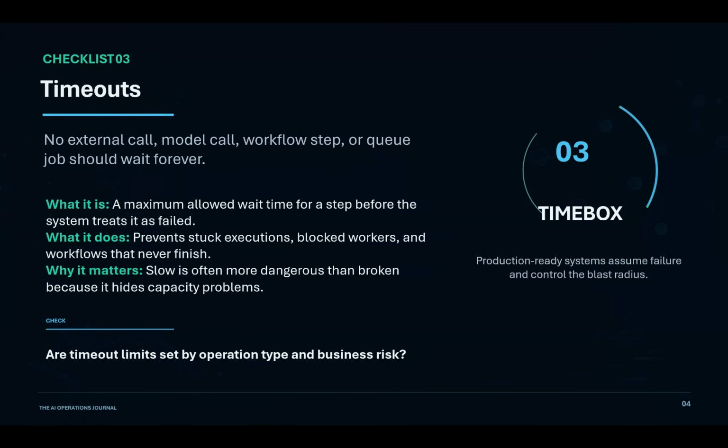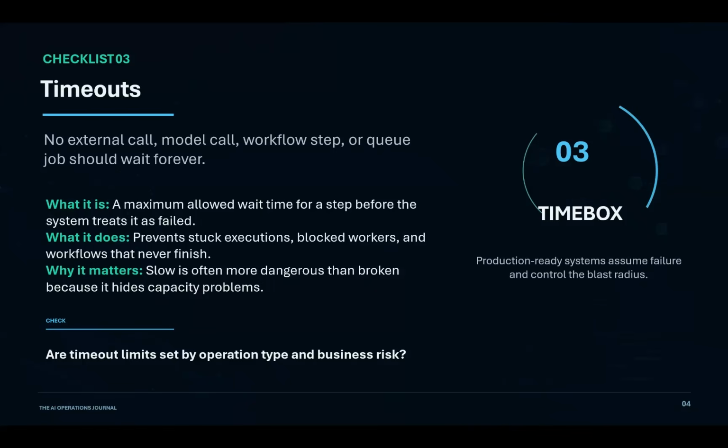Checklist number 3, timeouts. Very important. No external call, model call, workflow step, or queue should wait forever. A timeout is a maximum allowed wait time for a step before the system treats it as failed. For example, you're making API calls to the CRM, to Stripe, to PayPal, whatever API system you're using, or OpenAI. You should not allow that API call to take 5 minutes, because you expect that a quick API call should return a response in milliseconds, right? So you should not allow the operation to run for 5 minutes.